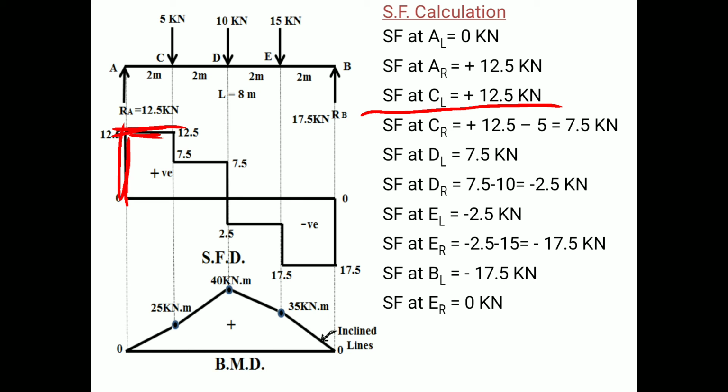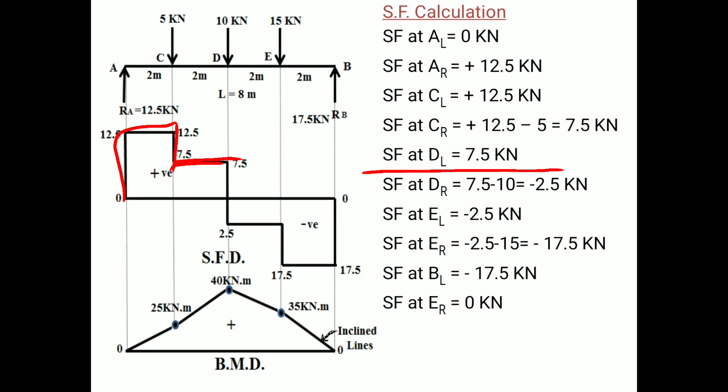Now at point C we have another value of shear force, that is 7.5, so there is decrement in the shear force from 12.5 to 7.5. So we have the shear force diagram in this manner. Now again from C to D there is no force acting, so it will remain horizontal.